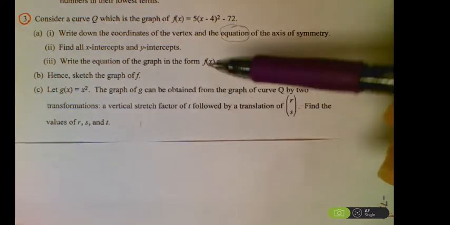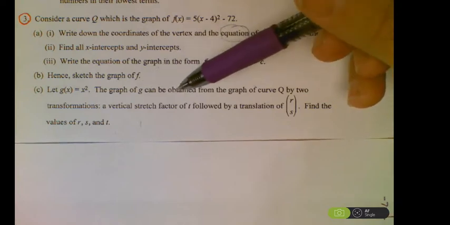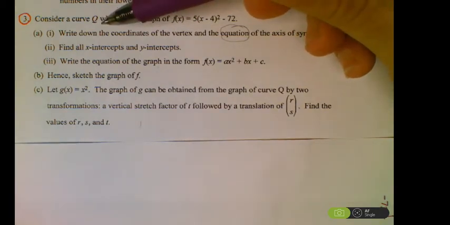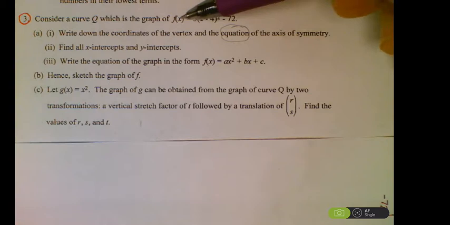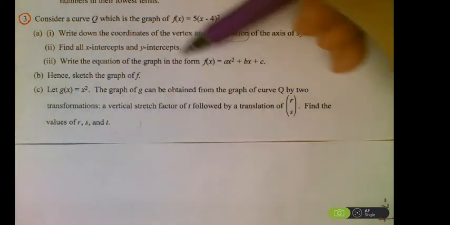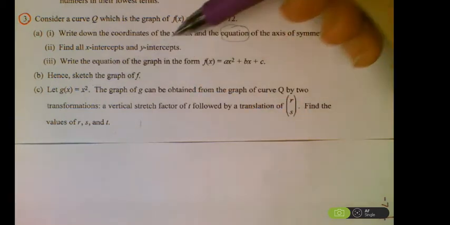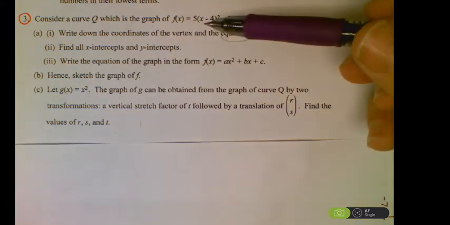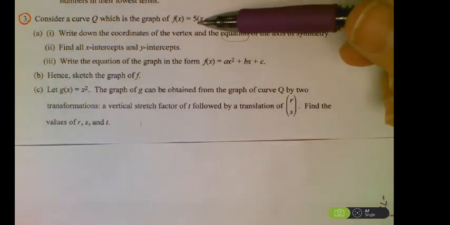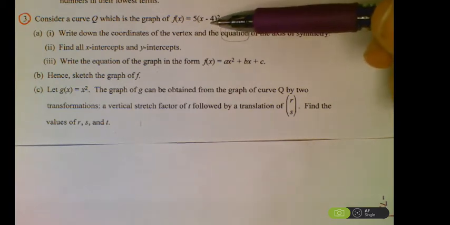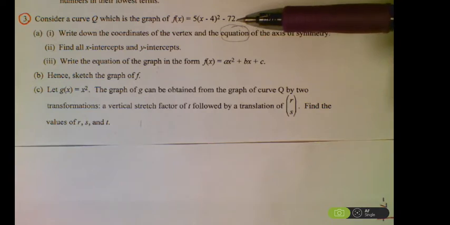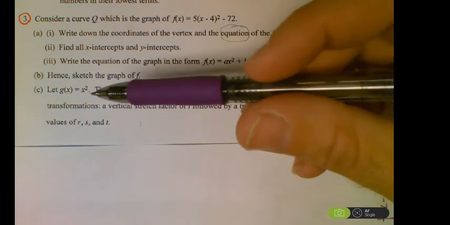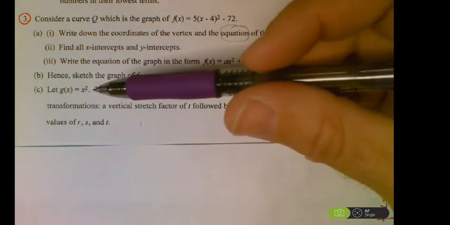But keep in mind how this is worded. That's important. It's saying this graph can be obtained from the other graph. They're calling this one curve Q. That's what it was identified as right here. So this is curve Q, which is also called f of x. And they're saying that the parent function is being obtained from this one, not the other way around. If I was going from here to here, then I would say the stretch factor was 5, my horizontal shift was +4, and my vertical shift was -72. But we're not going from here to here. The way this is worded, it's saying this one can be obtained from this one. So we're working backwards.